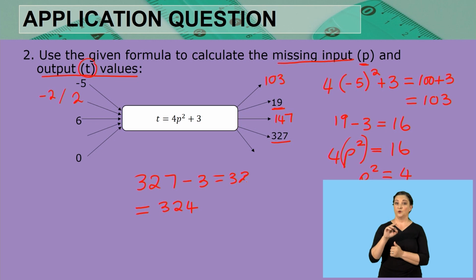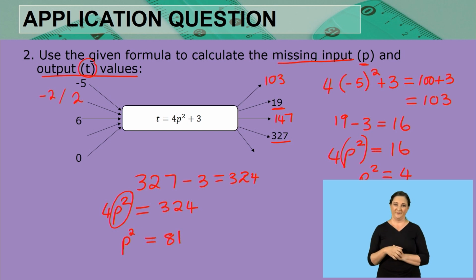This 324 is equals to that 4p squared. That means that 4 multiplied by a certain number that is squared is equals to 324. But now what can be multiplied by 4 for the answer to be 324? We can do that by using the multiplicative inverse, and we can now divide by 4. When we divide 324 by 4, that is going to give us an answer of 81.